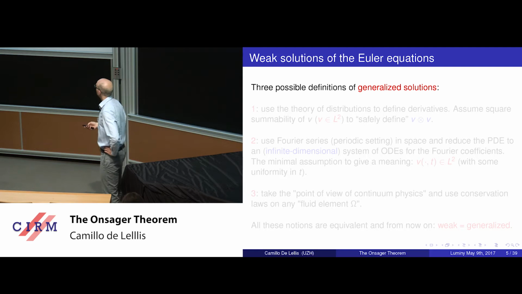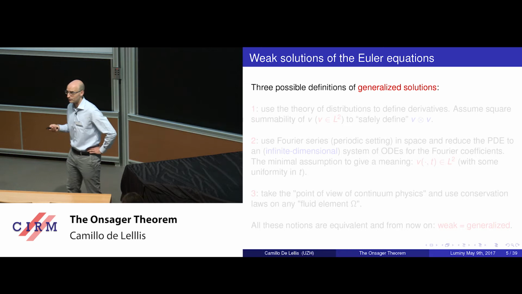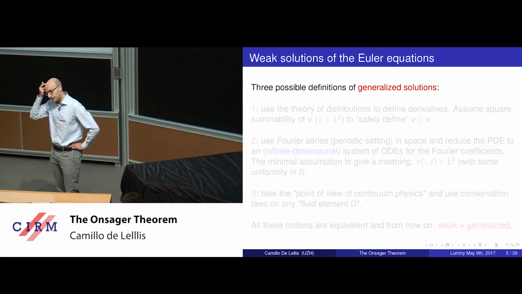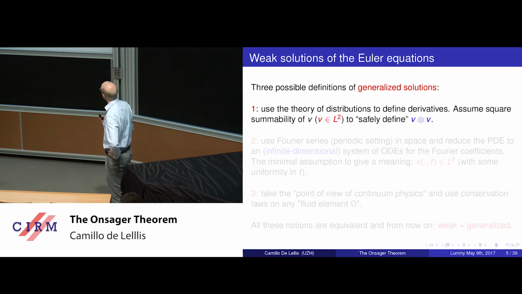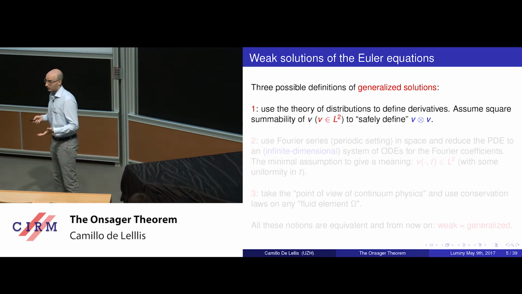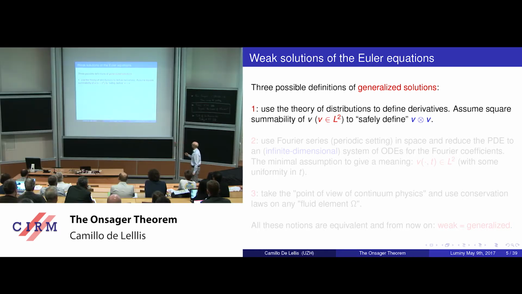There are a few ways in which you can define a weak solution to the Euler equations. They are all meaningful, and they all have some interest, and they all happen to give the same concept. One first thing that you can do is say, okay, the only nonlinear term is v tensor v. If I have the velocity which is square summable, I can certainly make sense of this matrix v tensor v, whose entries are just the products of components of the velocity, and they would just be L1 functions. So in the sense of distributions, I can define v tensor v once v is square summable.